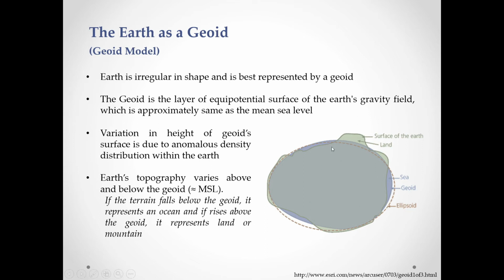This is the mountain area and this is the ocean area. And this is the geoid, that is the mean sea level. If the surface of the Earth is above this geoid, above this MSL, that part is represented as the land or mountain area, and the area which falls below the MSL is called the ocean area.